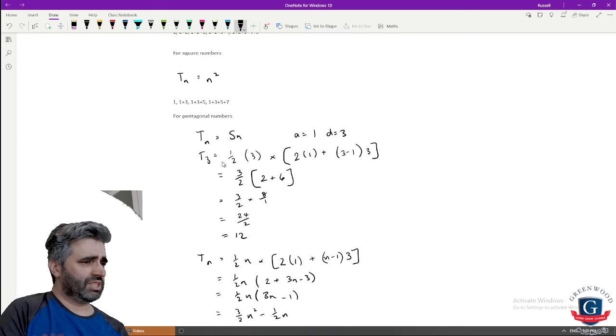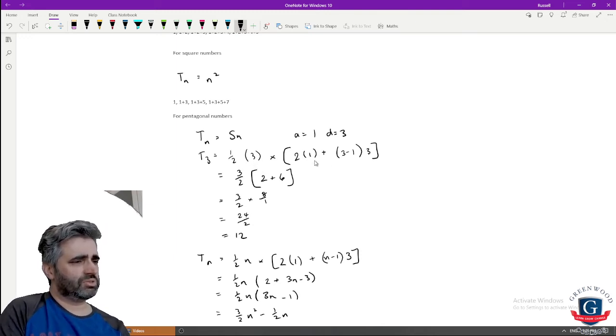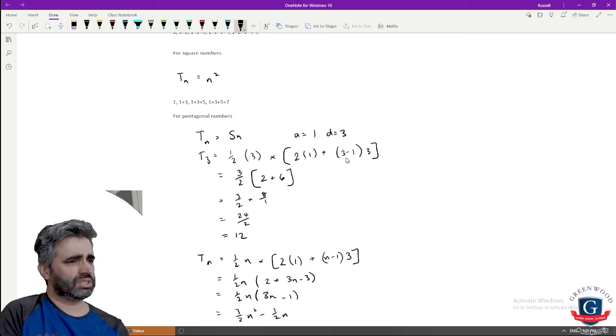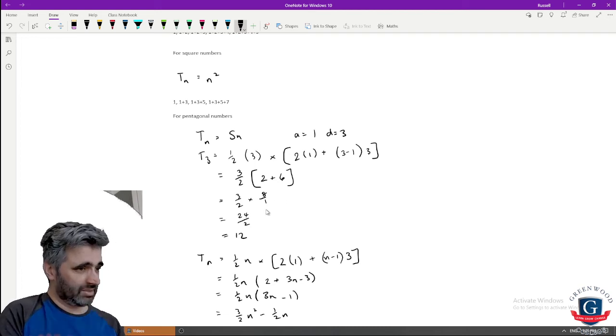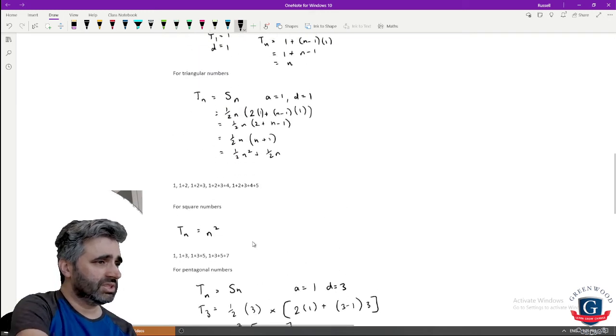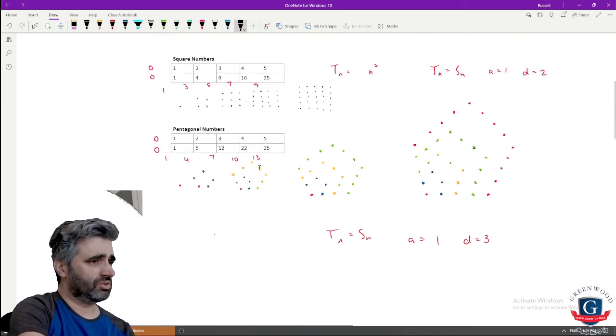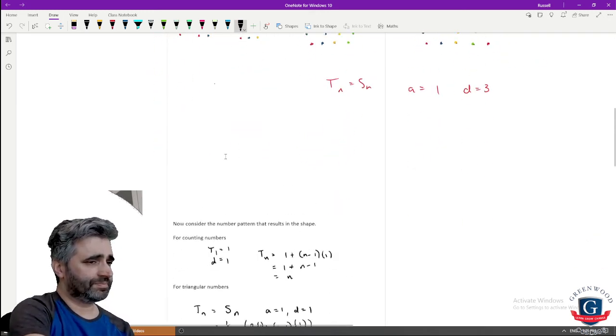And here I did it for T3. So for the third number in the series, we find half of n, which is half of 3, times 2 times the first term, 2 times 1, plus n take 1, which would be 2 times 3. That'll give us 3 on 2 times 8, which is 24 on 2 or 12. And if we have a look, the third term is indeed 12.